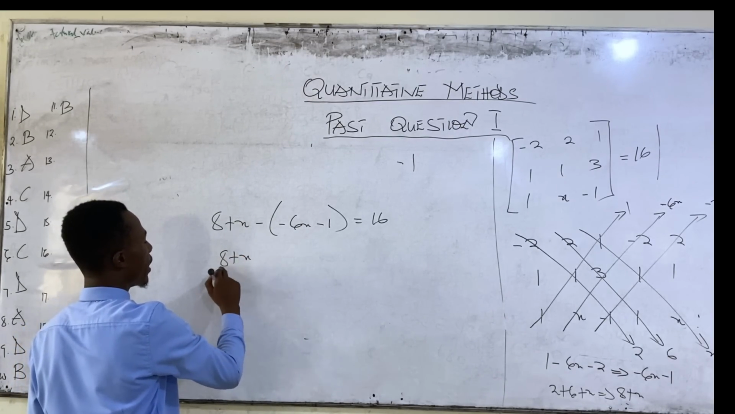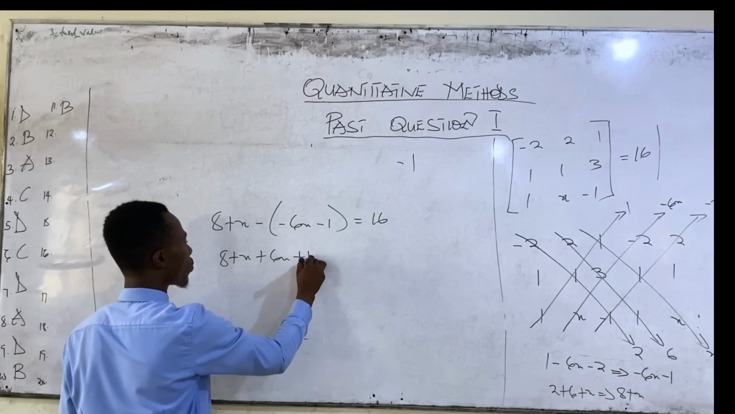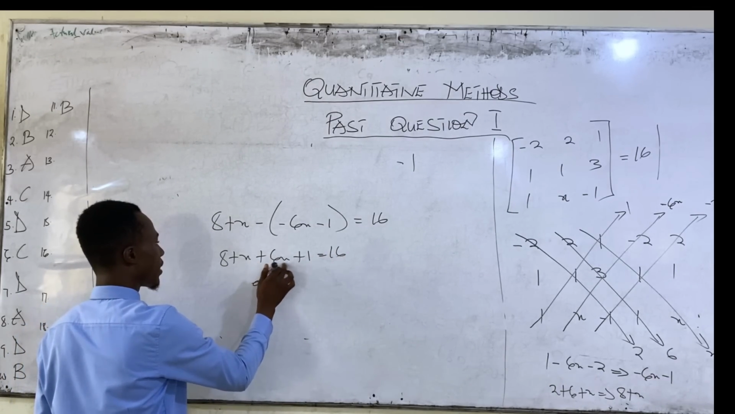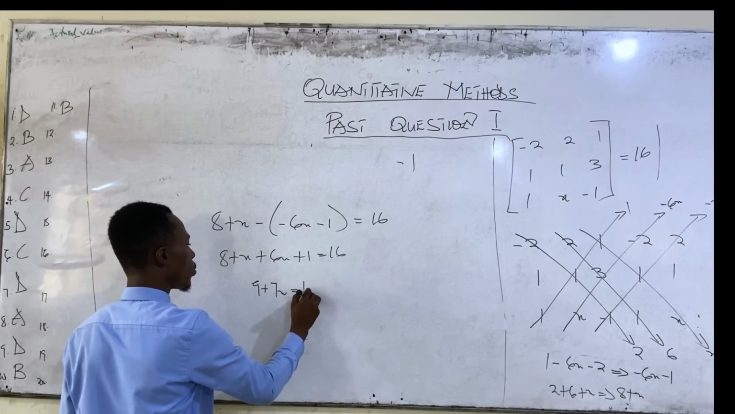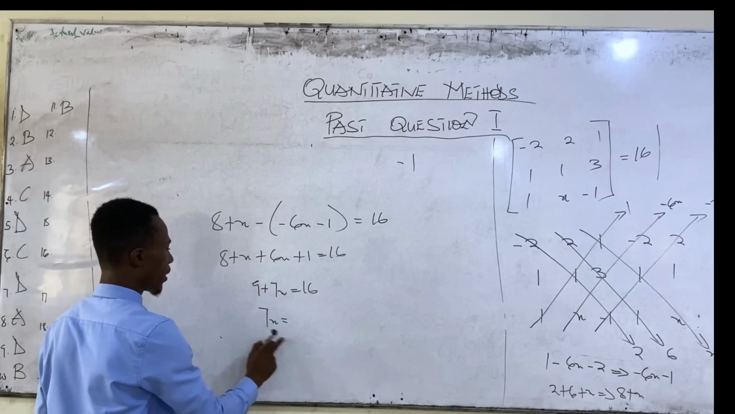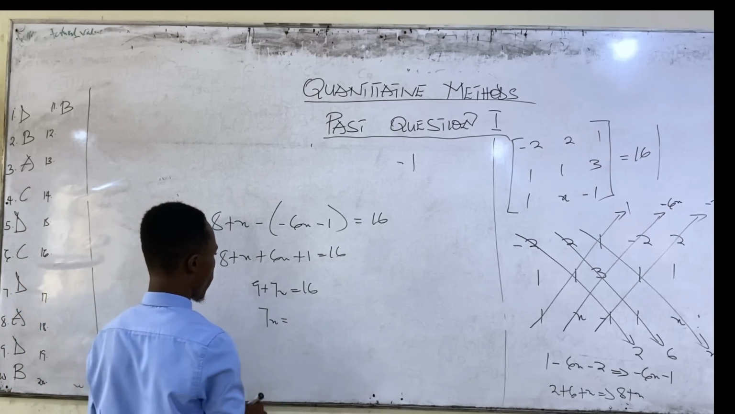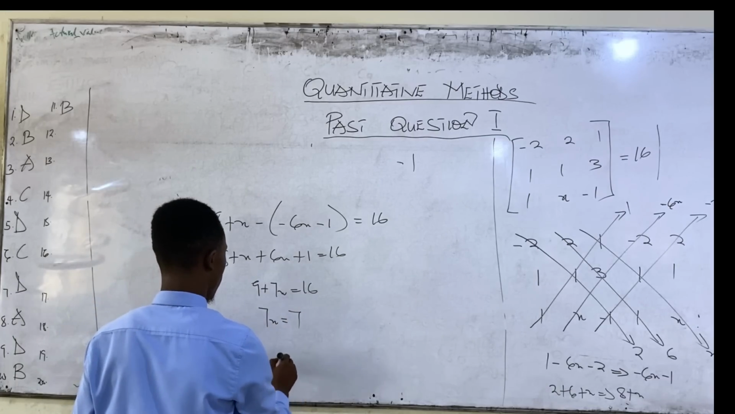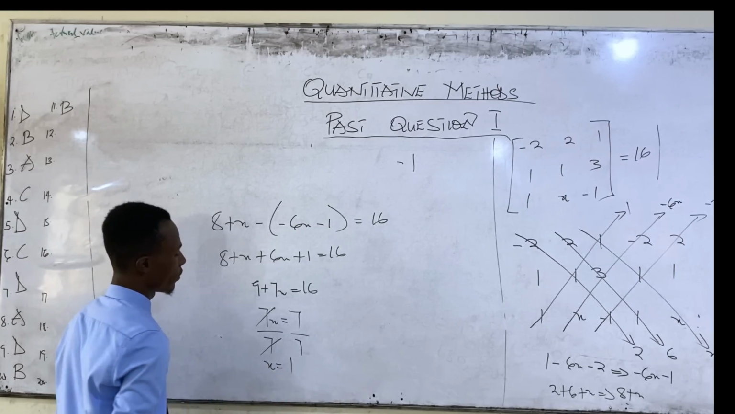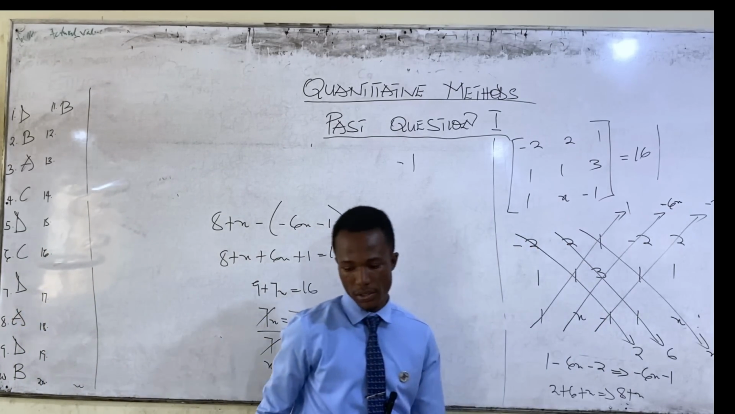X plus x, 8 plus x, negative will give you positive 6x, and negative times negative 1 will give you plus 1, equal to 16. So you have 8 plus 1 to be 9, plus 6x plus x is 7x, equal to 16. Okay, so you have 7x equal to 16 minus 9. 16 minus 9 will give you 7. So your x is equal to 1. Okay, so the value of x here is 1, and that is all.